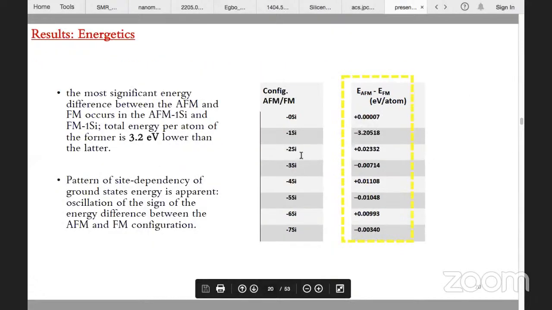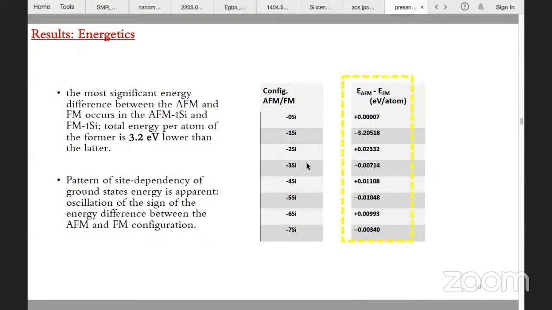Again, I've just summarized what I said here. What we see is that the relative energy of the antiferromagnetic and ferromagnetic orientations is quite small. They are of the order of milli-electron volts. But when they're separated by just one silicon atom, we have this high relative energy, which shows that the antiferromagnetic orientation is more stable. What is very clear here is that there's a pattern of site dependence of the ground state energy, and it's very apparent from the oscillation of the relative stability of the antiferromagnetic configurations.